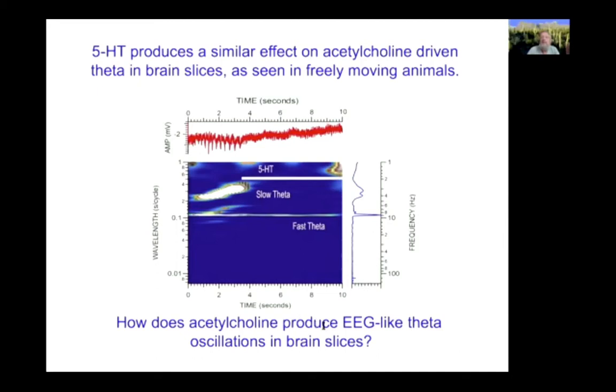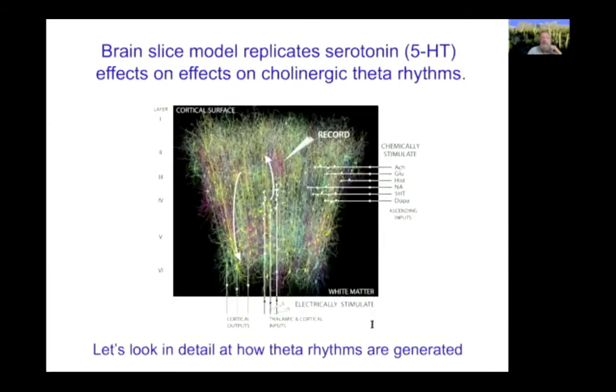So how does acetylcholine produce these EEG-like theta oscillations in brain slices? What's the physiology underlying this? Well, we can study this by recording both from all the neurons in a column with a micro EEG recording, similar to what I've been showing you. Or we can, at the same time, record from individual neurons throughout the slice and ask what they're doing during these theta rhythms. So we can get at the details underlying the anatomy and physiology of these signals.